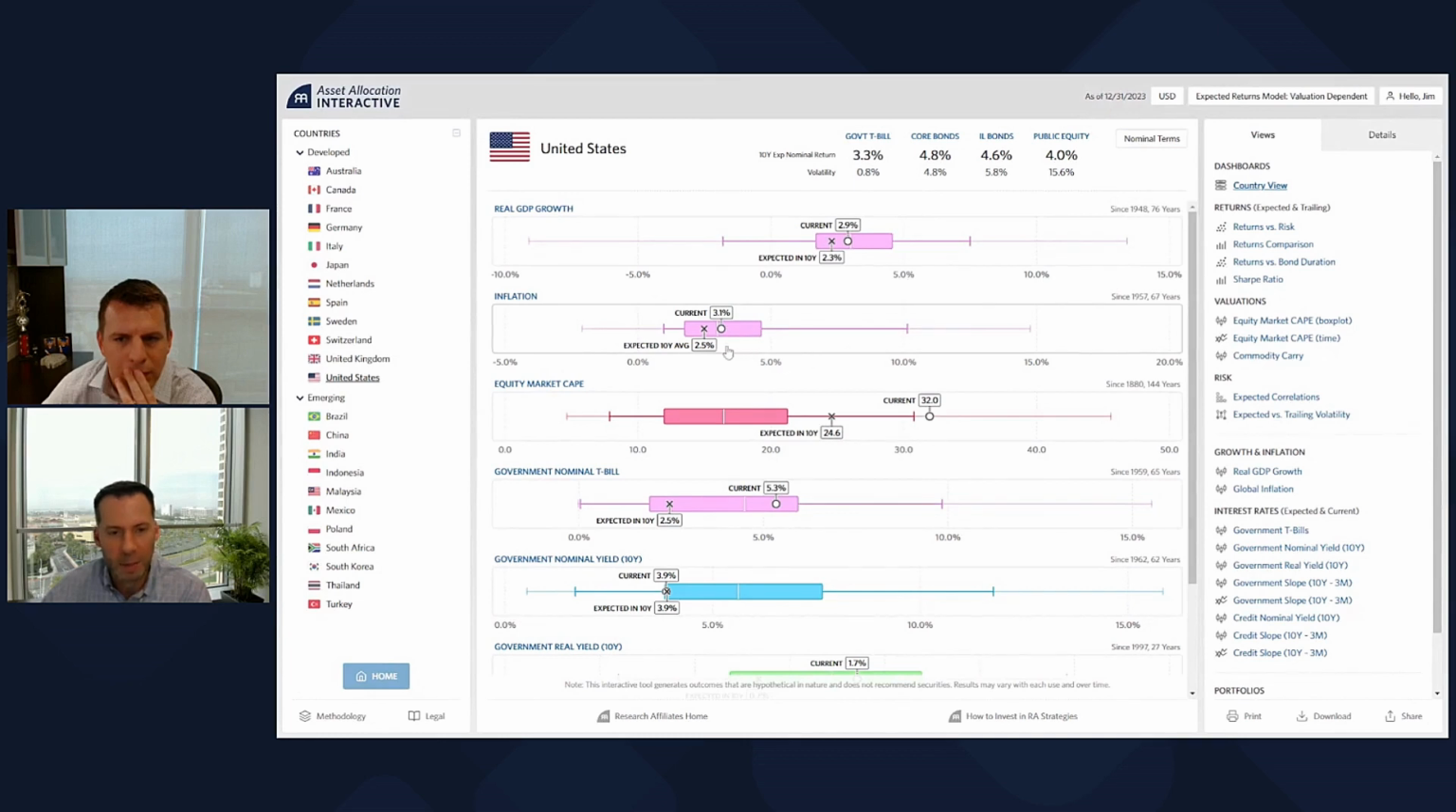So we can see currently inflation, most recent print for headline, 3.1. Our expectation is 2.5 over the next 10 years. So when we say average, we mean the overall average for every year over the next 10 years. Again, we're starting a little bit higher at 3.1. We're going to end a little bit lower.